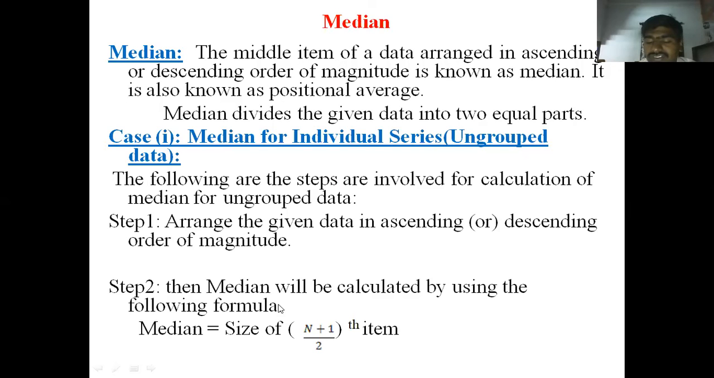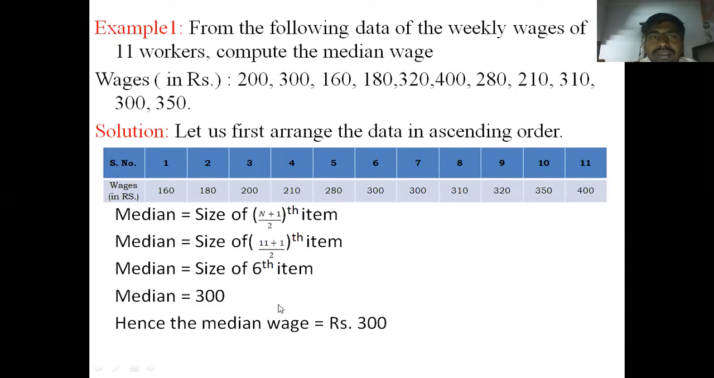Okay, how to use this formula? Let us see through a problem. From the following data of the weekly wages of 11 workers, compute the median wages. For 11 workers, the wages are given as 200, 300 and so on. Now, I need to find the median. How do we find it? First, arrange the data in ascending order. Ascending means small to big. My smallest number in the data is 160. Next smallest is 180. Like that, I arranged all 11 observations.